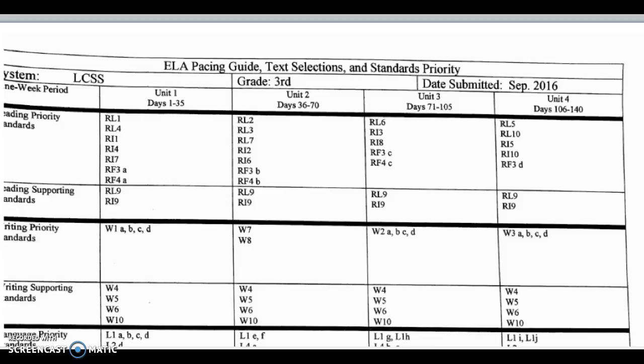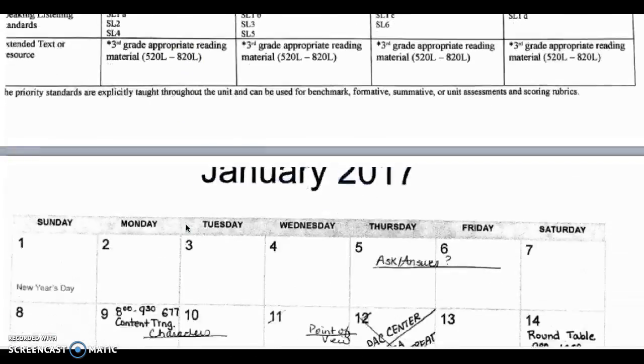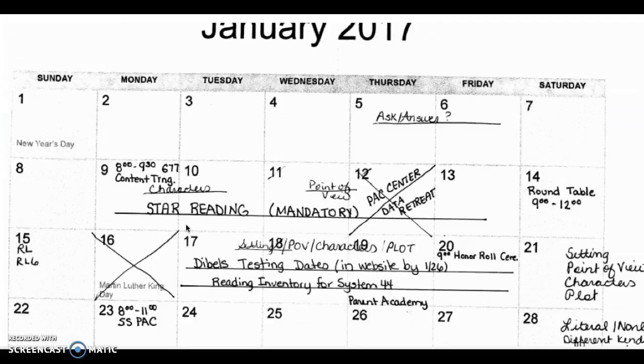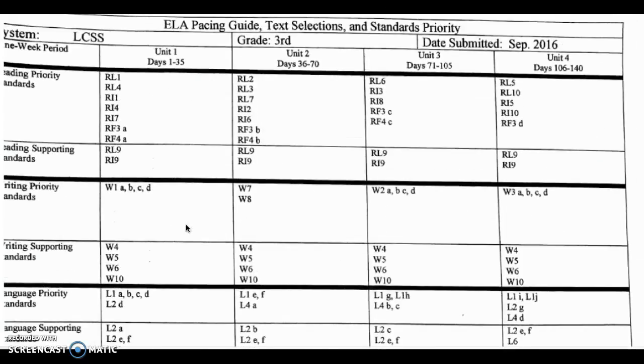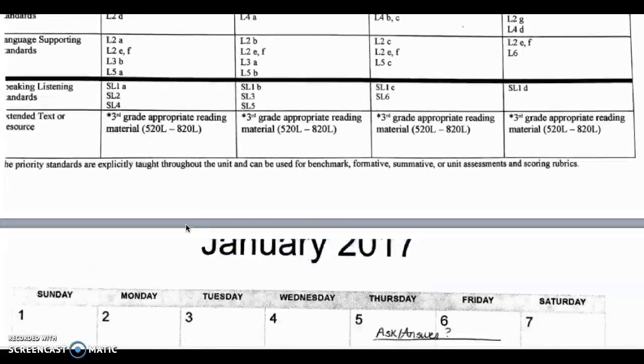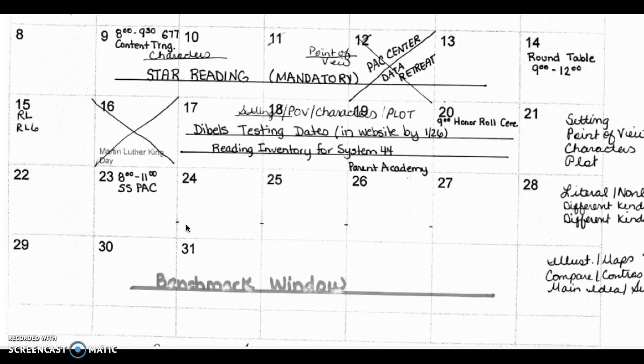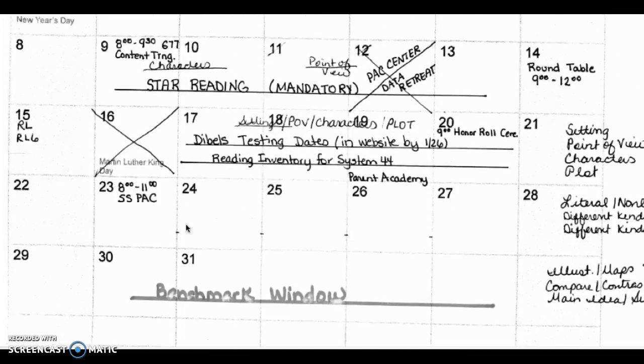So we currently use the Georgia Pacing Guide that is actually given to us by the state of Georgia. And with that, as third grade at Frank Long Elementary, where I currently teach, we look at our pacing guide. We look at when we're supposed to be teaching what standards, and then we map out each month as a grade level what we're going to teach.